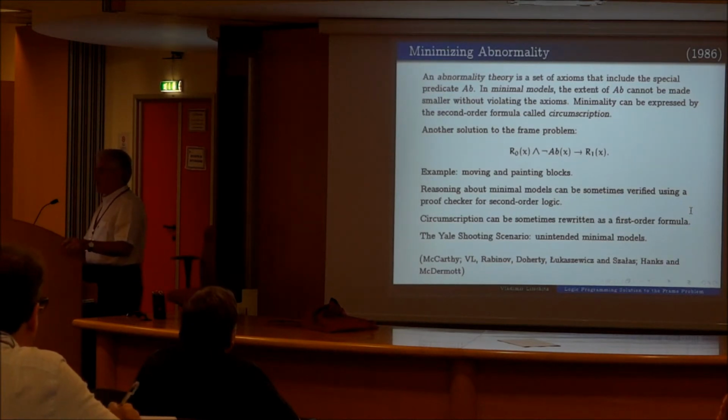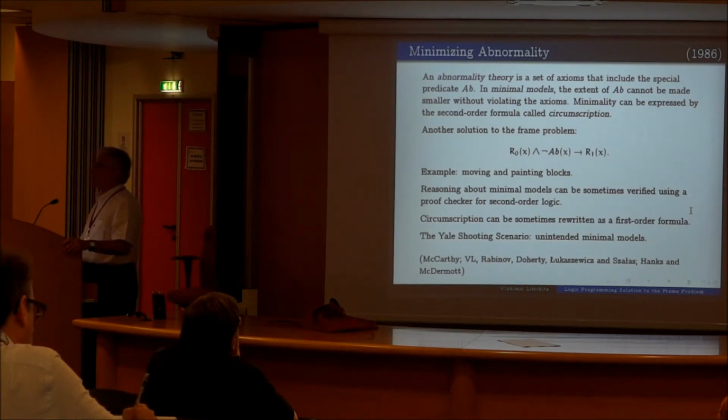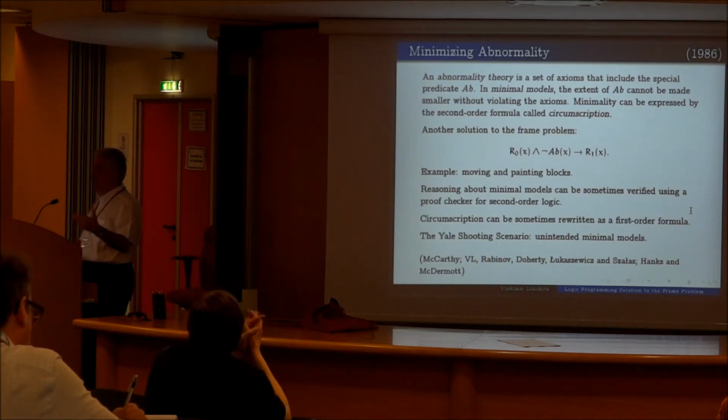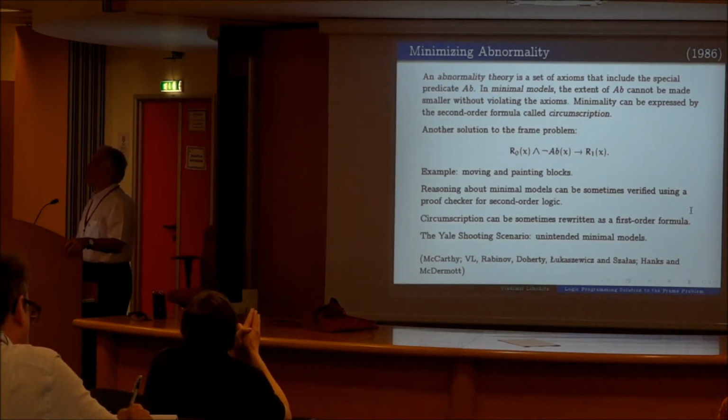In this paper on abnormality theories, McCarthy showed how to express this idea of minimality by a second-order formula called circumscription. He needed second-order predicate variables because when you say that the extent of a certain predicate is minimal, what you mean is that it's impossible to make this predicate smaller. So you talk about modifications about other possible predicates. So you need second-order formulas to express this idea.